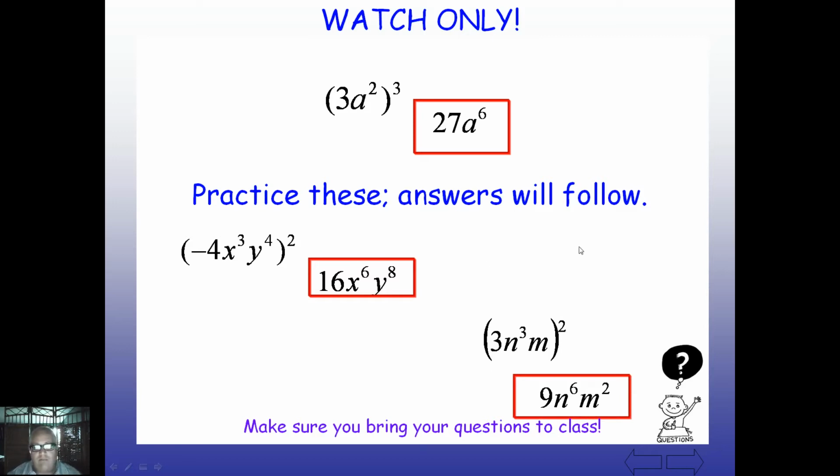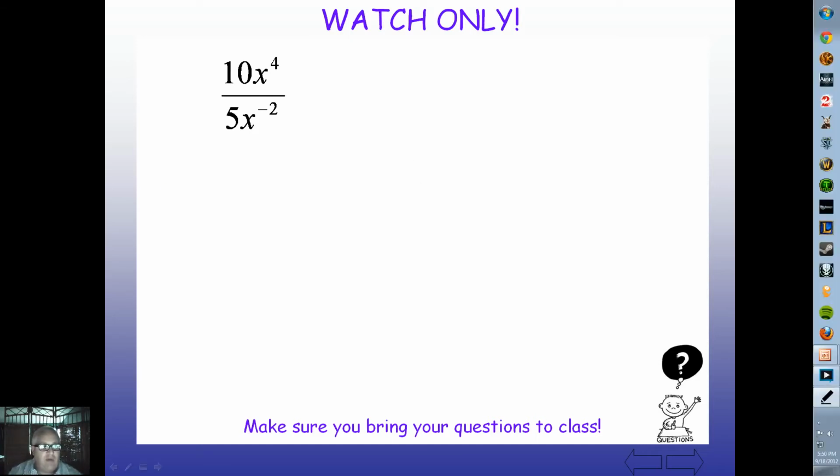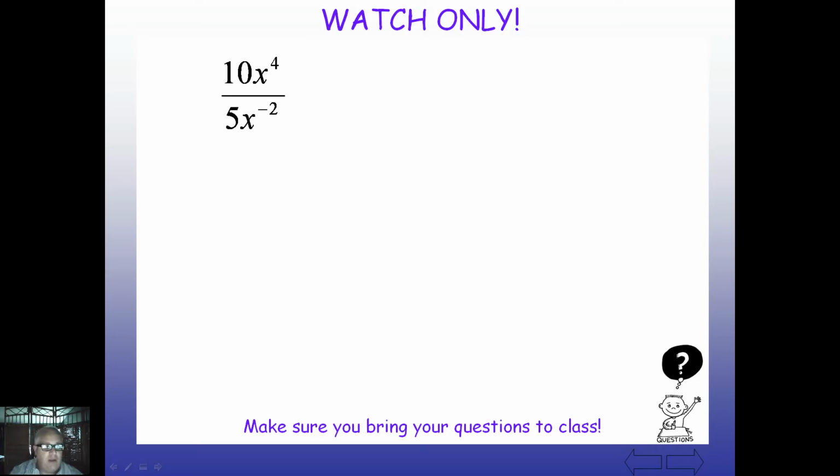All right, let's try another. How about this one? We have kind of a spooky looking one here. We've got a fraction with a negative exponent and some stuff jumping out at you there. Try to focus on the numbers first. So how about 10 over 5? Well, we know 10 over 5 is just an easy answer. 10 divided by 5 is now and always has been the number 2, so we're going to grab a 2 here. But what about this x to the 4th, x to the -2?